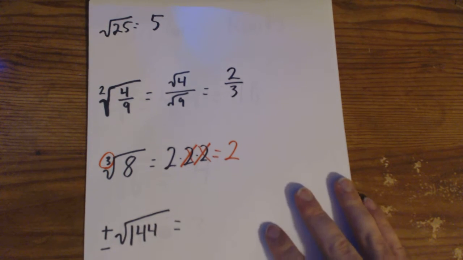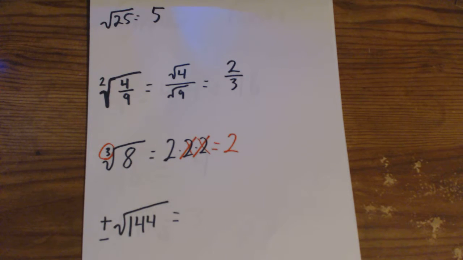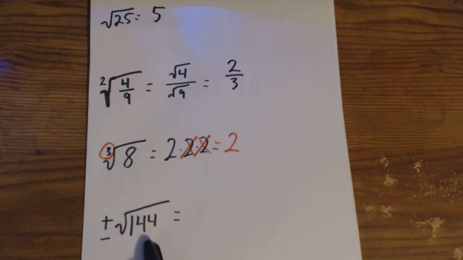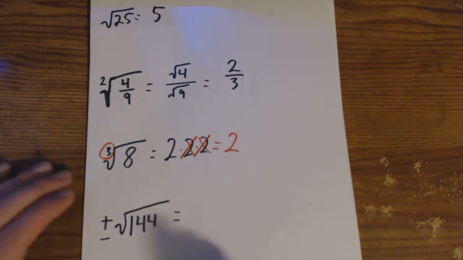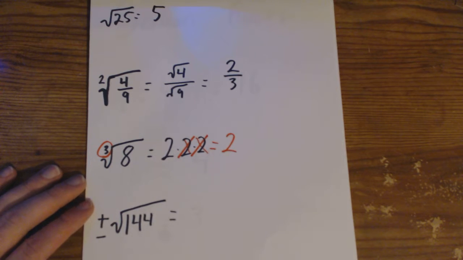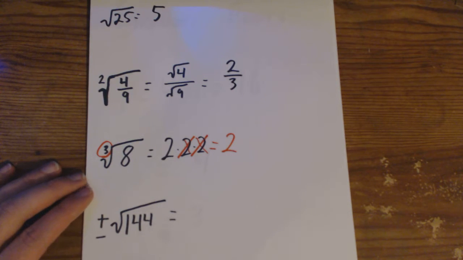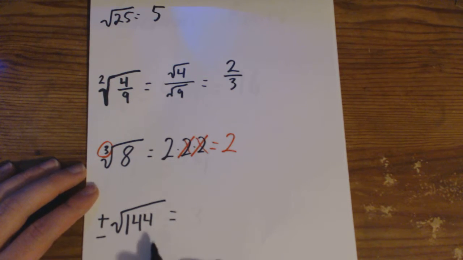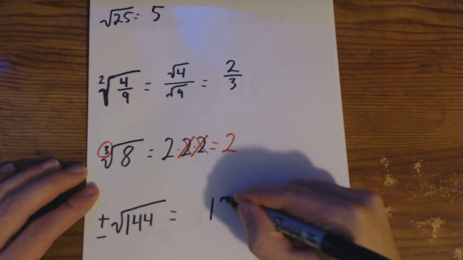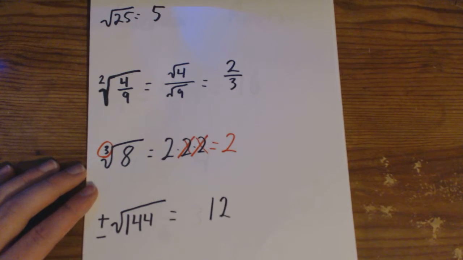Now we have one more example here that's a little bit different. We have plus or minus the square root of 144. If you're pretty good with your multiplication tables, you would know the square root of this off the top of your head. You might also know this from buying things, like bottle rockets, that's why I would know. 144 is called a gross. It's 12 packs of 12. And the square root of 144 is 12. 12 times 12 will give you 144.